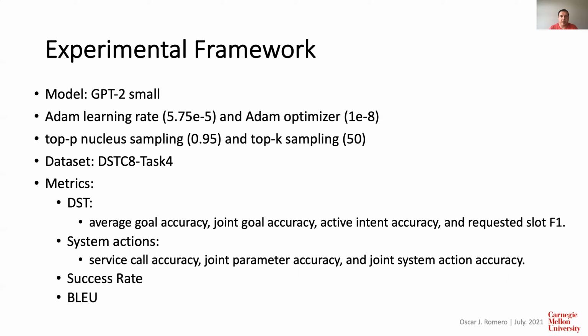We carry out automatic evaluation of our system on 2,300 dialogues using diverse metrics. For DST, we measured average goal accuracy, joint goal accuracy, active intent accuracy, and requested slot F1 score. In addition, we extended those metrics to measure system actions in a similar way, for example, service call accuracy, joint parameter accuracy, and joint system action accuracy. Also, we use success rate for system performance and BLEU score for fluency of the generated response.